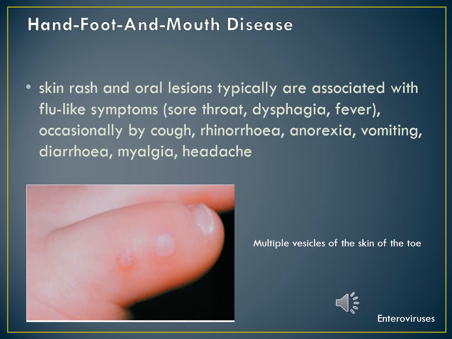Hand, foot and mouth disease is the best known presentation of enterovirus infection. Skin rash and oral lesions typically are associated with flu-like symptoms such as sore throat, dysphagia, fever, and occasionally cough, rhinorrhea, anorexia, vomiting, diarrhea, myalgia, and headache. Oral and hand lesions are almost always present.